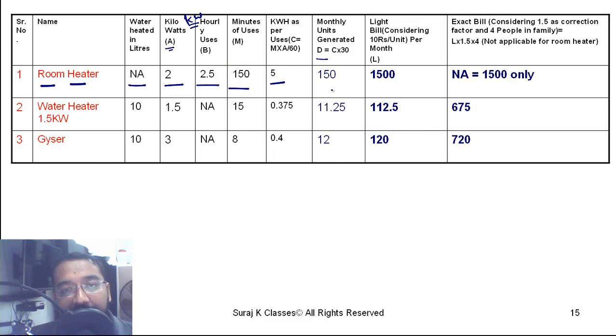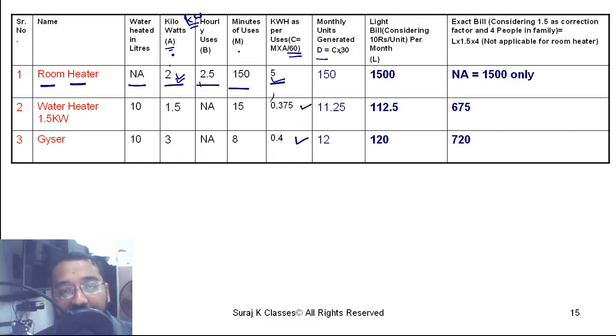Okay, and this is how this is coming. See, how I'm converting this to kilowatt hours. This is 2 kilowatts, consuming 2 kilowatts per hour. Then for 2.5 hours it will be consuming 5 kilowatt hours. So this is how I have converted. Here you can also use the formula C is equal to M into A upon 60. So this is how you can convert. For everything you can convert this.